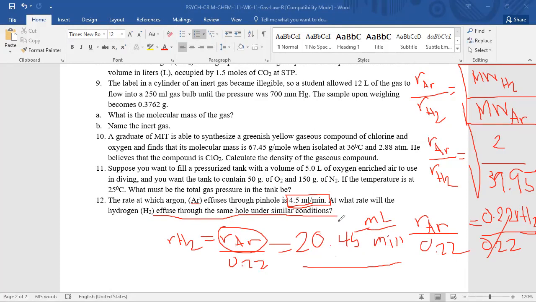Okay, so sabi natin kanina, habang bumababa yung molecular weight, mas bumibilis siya. So, mapapansin natin, mas mababa ang molecular weight ni hydrogen, di ba? So, mas mabilis siya compared to argon.